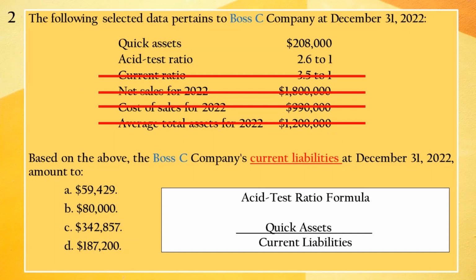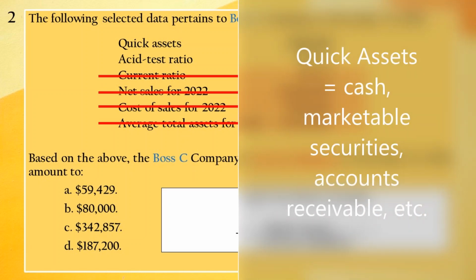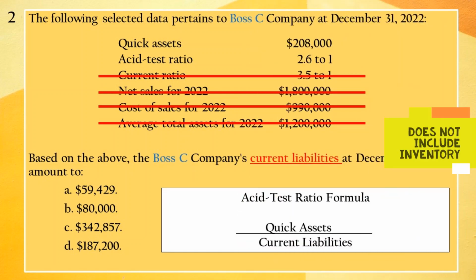So just a definition of quick assets. When you think of quick, think of assets that can quickly be converted to cash, right? So think about accounts receivable, think about marketable securities, but don't think about inventory, because inventory may take a long time to actually get cash from it.